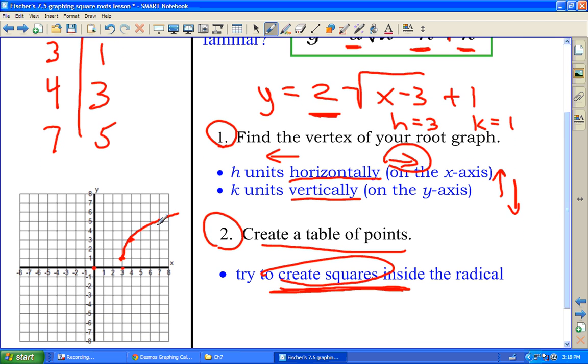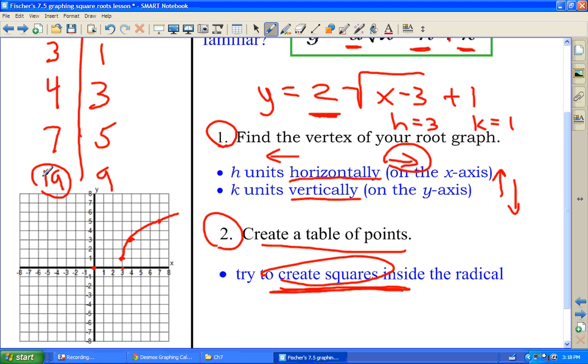Okay, so I only had to find 3 points. If I had more graph paper, I would go out to the next perfect square, which is 16. So to get 16 under there, I'd need a 19. So I'd go all the way out to x equals 19, and I'm out of graph paper for that. But 19 minus 3 would give me 16. Square root of 16 is 4. 4 times 2 is 8. 8 plus 1 is 9. So I'd get one more point, but it's off my graph paper.